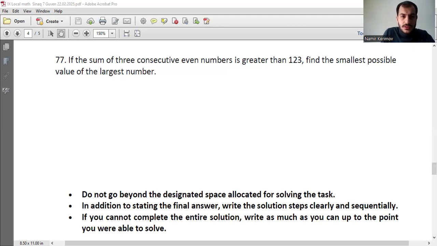We need the largest number. That should be 2 times 20 plus 4. It's 44. So the numbers are 40, 42, 44. But we need the largest one. That's why the answer is 44.